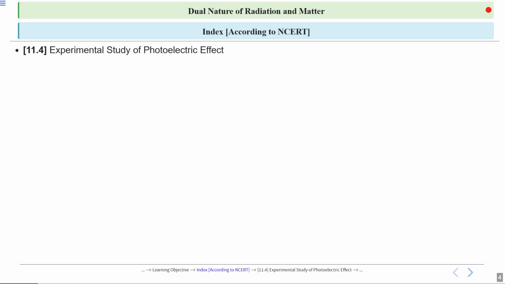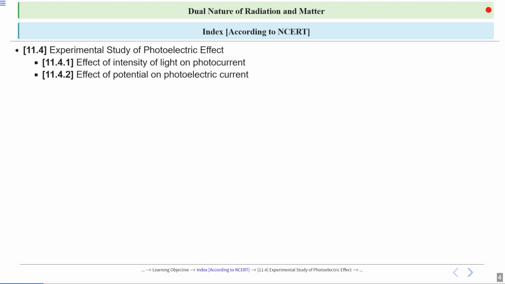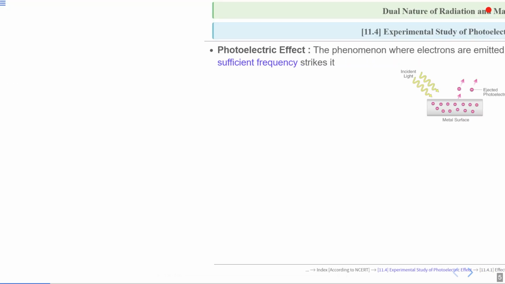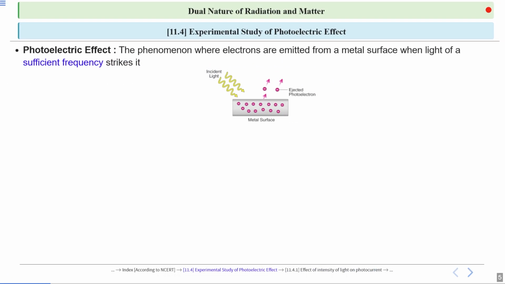So, in today's lecture, we will cover first 11.4 experimental study of photoelectric effect. After that, 11.4.1 effect of intensity of light on photocurrent. Then 11.4.2 effect of potential on photoelectric current. And last, we will study effect of frequency of incident radiation on stopping potential. So let's start.